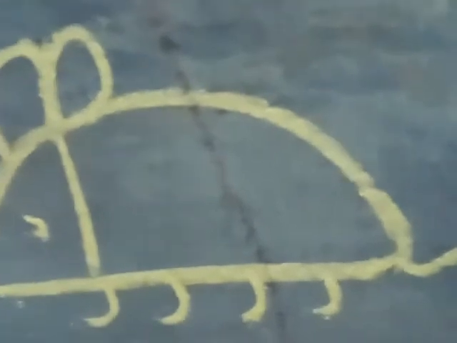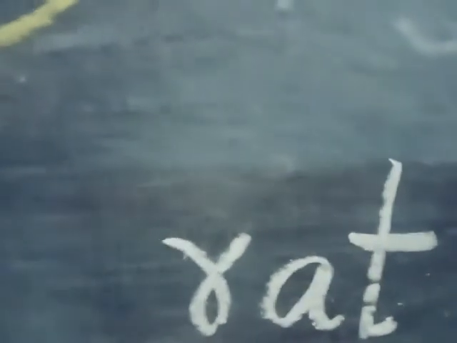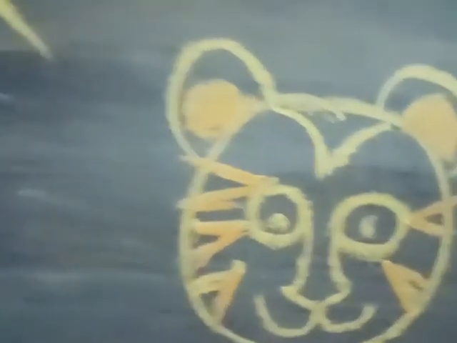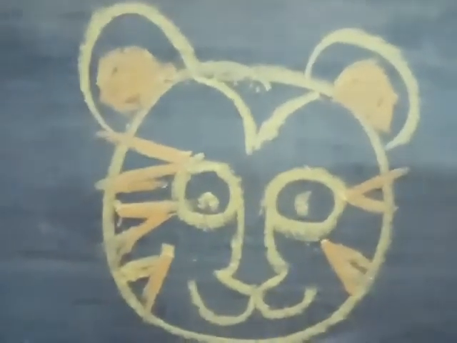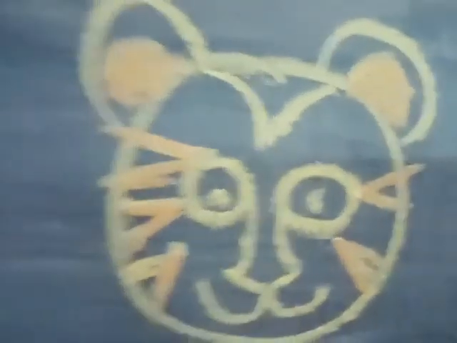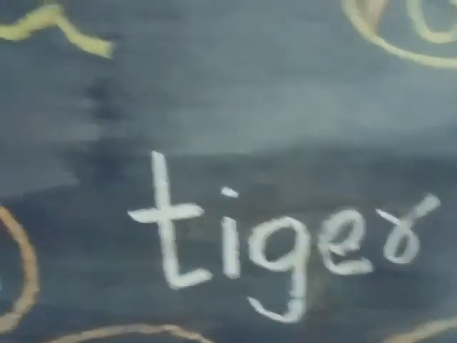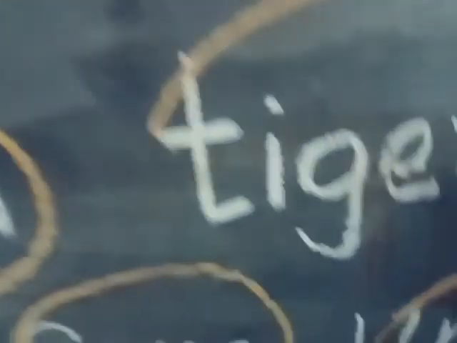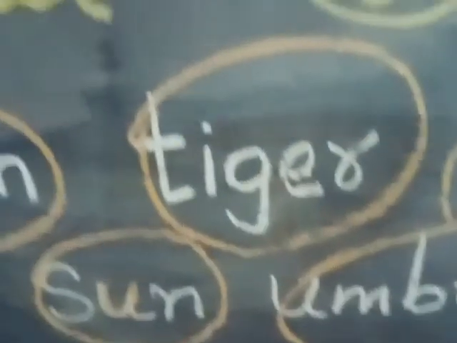So next picture. What picture is it? Rat. So where is the word rat? Find out. Yes, it's here. Rat. So take your pencil and circle the word rat. Okay. And finally our next picture is tiger. Does it look like a tiger? Yes. So where is the word tiger? Tiger. Yes, it's here. Very good. Okay.